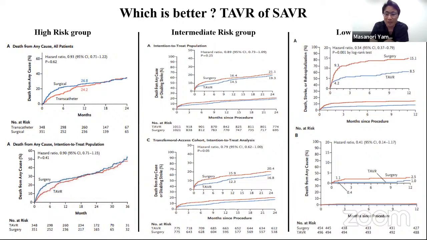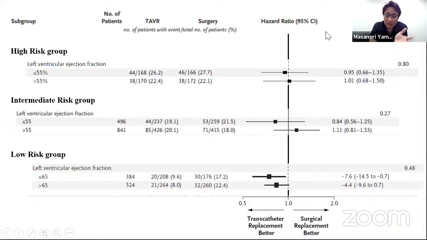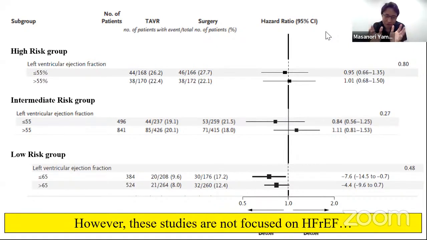The previous pivotal PARTNER trial showed equivalent or superior outcomes in TAVA compared with SAVA treatment. But this sub-analysis focused on the ejection fraction. We have no data concerning the reduced ejection fraction. The sub-analysis only focused on the cutoff range of the ejection fraction, 55 and 65. So we don't have enough data on the reduced ejection fraction, for example, less than 50, less than 40.